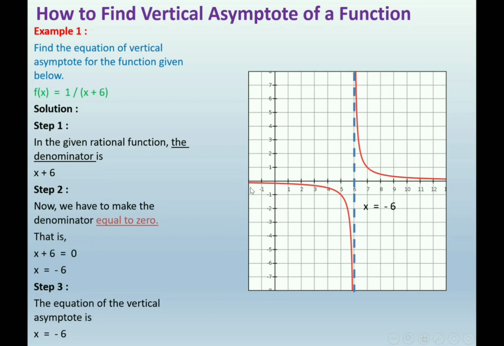This is our curve, and you can see that when the curve gets closer to minus 6 from the left, the graph approaches infinity on the negative side, that means minus infinity. And when the curve gets closer to minus 6 from the right side, the curve goes to plus infinity without touching it.